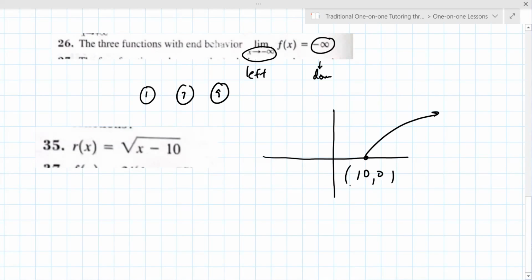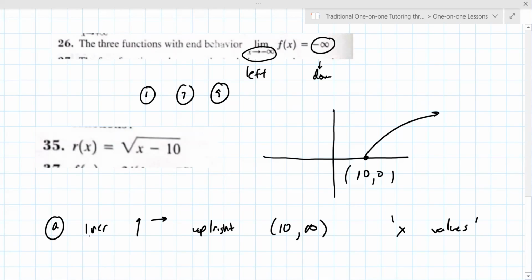Okay. So now let's do part A. It's increasing if it's going up and to the right. Okay. So that's happening everywhere that it exists, but over here on the left, it's not doing that. So it would be from 10 to infinity. And these are always x values that it's increasing or decreasing. So thankfully it's not decreasing anywhere, because decreasing means it's going down and to the right.